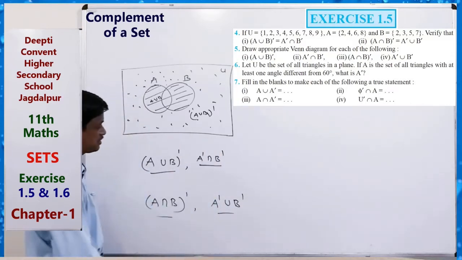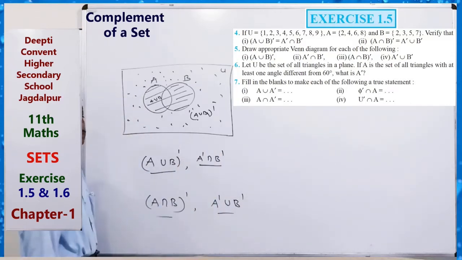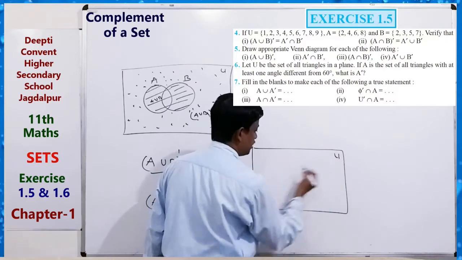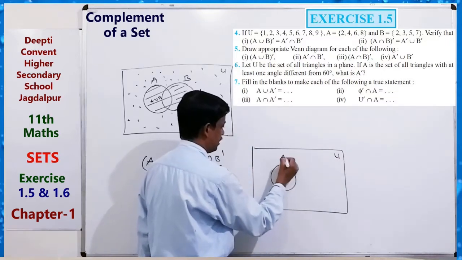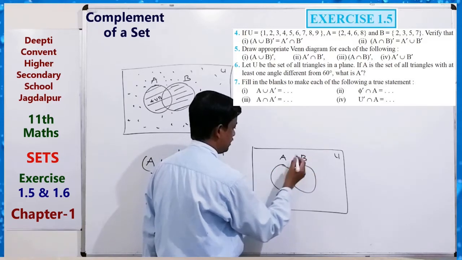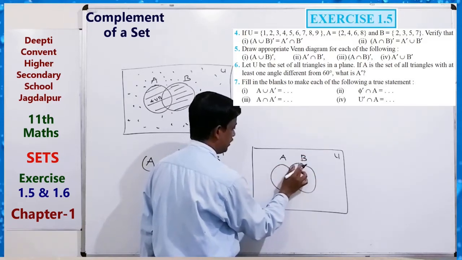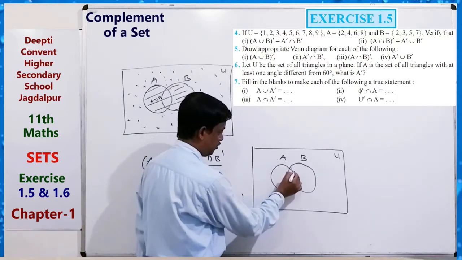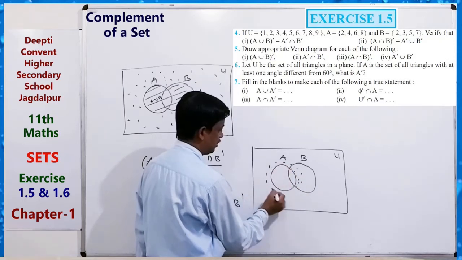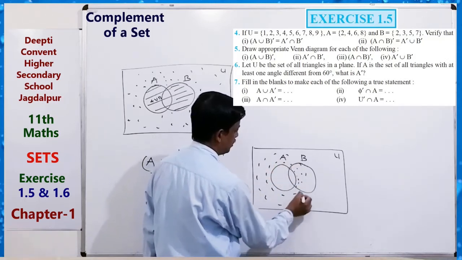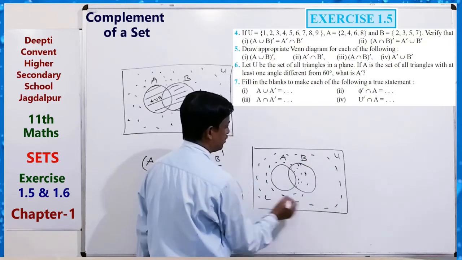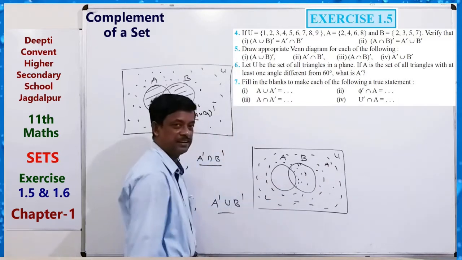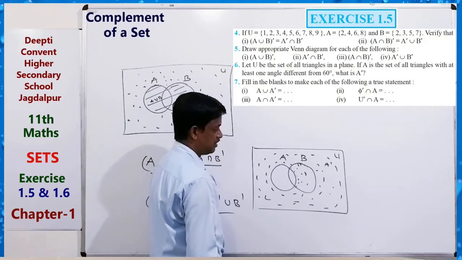So how can we represent A dash intersection B dash? A dash means which part? Okay, this is A, this is B. A dash means what? Except A, all the remaining part. This complete part is A dash. Except A, and except B.